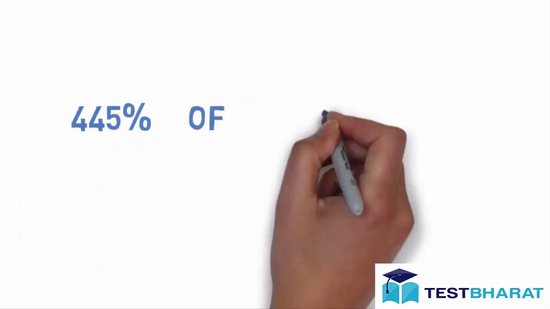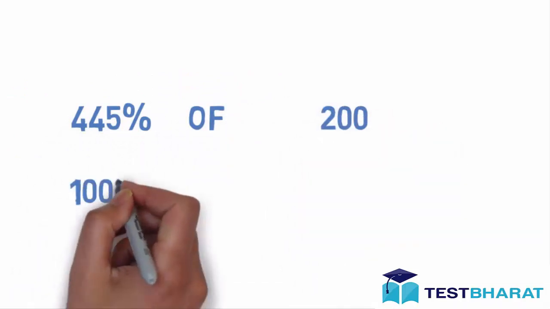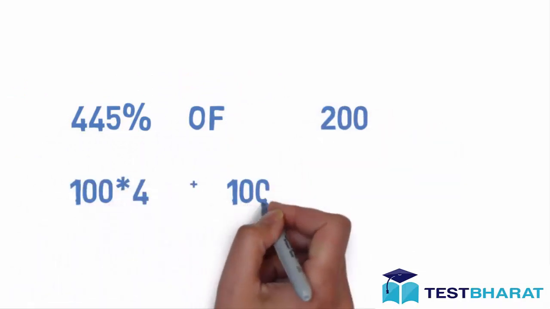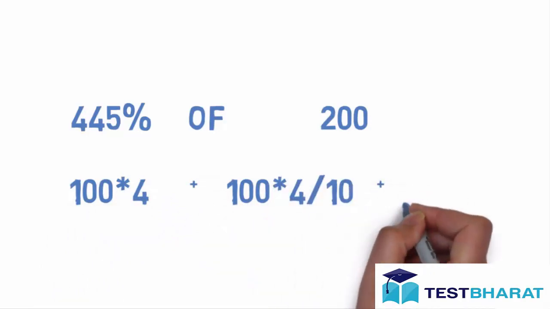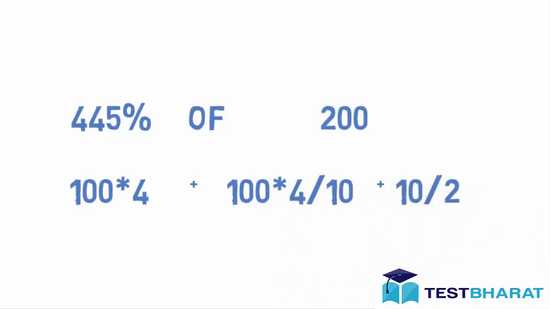Find out 445% of 200. It's 100 into 4, plus 100 into 4 divided by 10. So this will be 400 plus 40 plus 5%. For 5% we need 10% divided by 2, and for calculating 10%, we can just divide the number by 10.